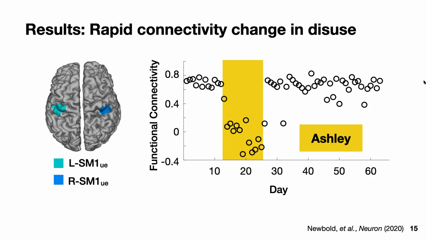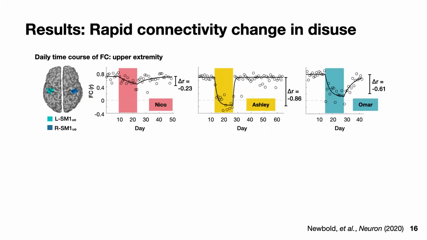So those data are just from 1 participant, but we saw very similar effects in all 3 of our participants. In all 3 cases, we drove a much larger effect size than we were expecting. Even in Nico, who had the smallest effect that we saw, a change in correlation coefficient of about 0.23, this was still about twice the effect size shown in any previous study that attempted to modify functional connectivity using behavior.